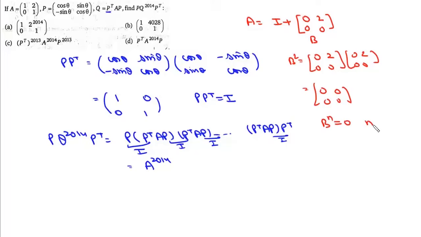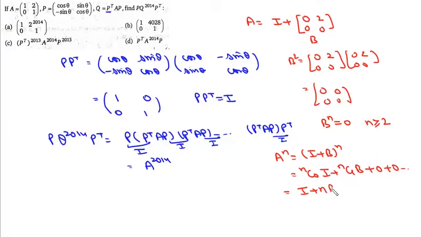So B to the power n will be 0 whenever n is greater than or equal to 2. Now if we find A to the power n, it will be I plus B to the power n, which is nC0 I plus nC1 into B, and then all of the higher powers will be null matrices. So it'll be simply I plus n into B.